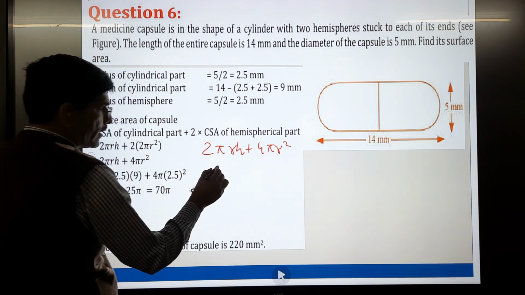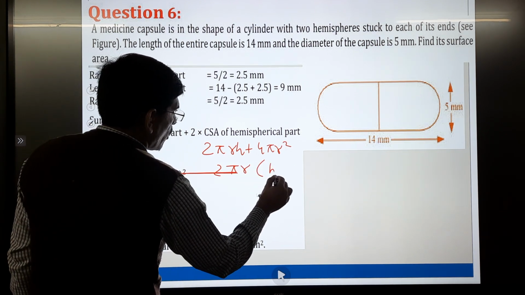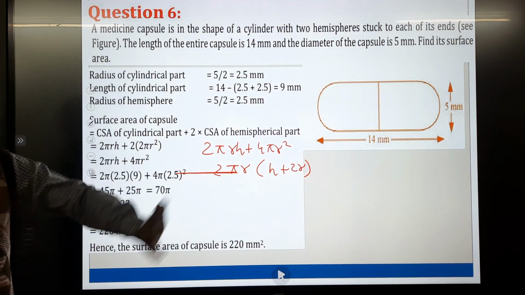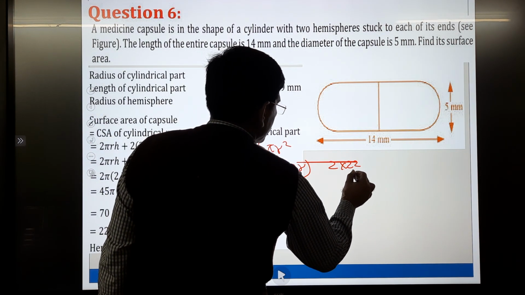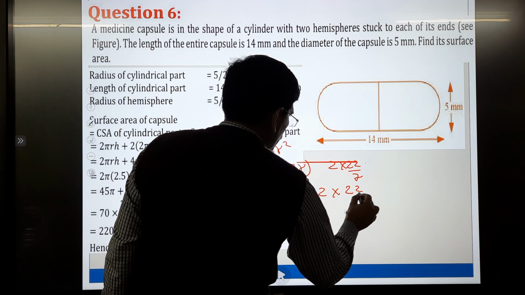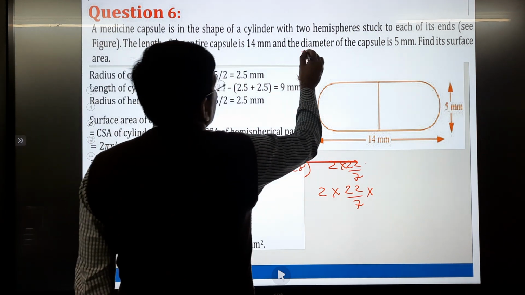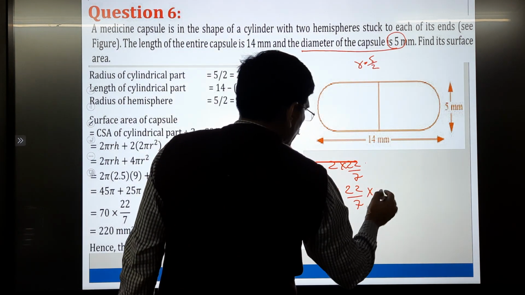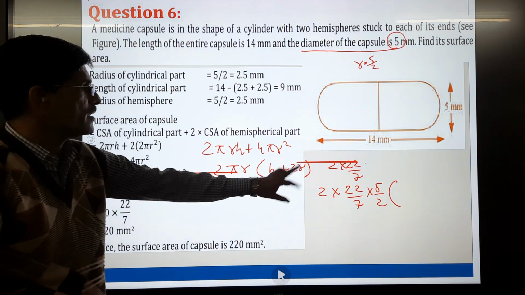Now what I am doing here, 2 pi r we have to make common. So h plus 2r. Now 2 pi r bracket h plus 2r, we have to put the values. So 2 into 22 by 7 into r. The diameter is 5, so the radius we can put 5 by 2. So I have to put 5 by 2 here. In the bracket, what I have to write, h plus 2r.